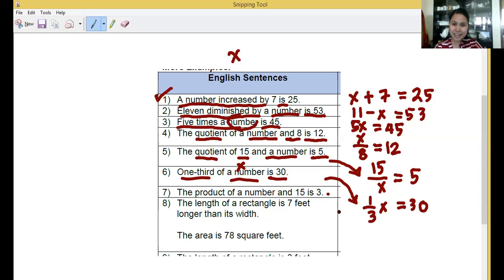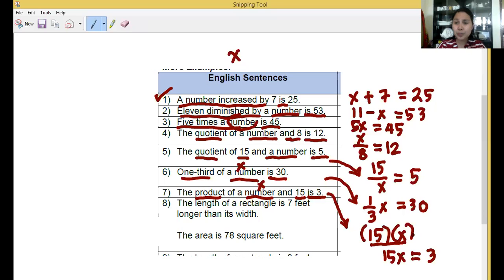Next one, number 7. The product means it's the answer for multiplication. What will you multiply? A number and 15. So we have 15 times x. Or again, when you multiply a number and a variable, we can write them next to each other. 15x is 3 equals 3.